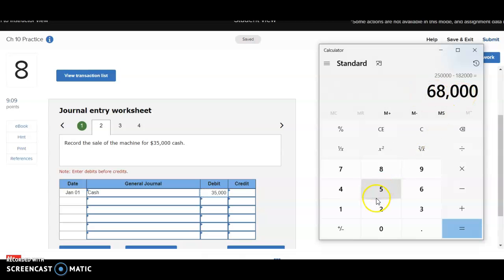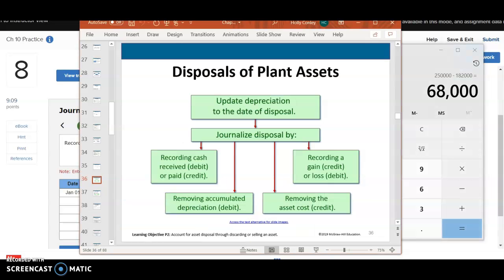It's not. So this is where we have to go back, and if you remember, we had a PowerPoint slide in chapter 10. That's what I'm showing you here, where it showed the disposal of plant assets. Normally, the first thing we have to do is make sure that the depreciation is up to date before you dispose of it. And then once you dispose of it, you're going to do journal entries. You're going to remove the asset cost by crediting the asset. You're going to remove the accumulated depreciation by debiting that account.